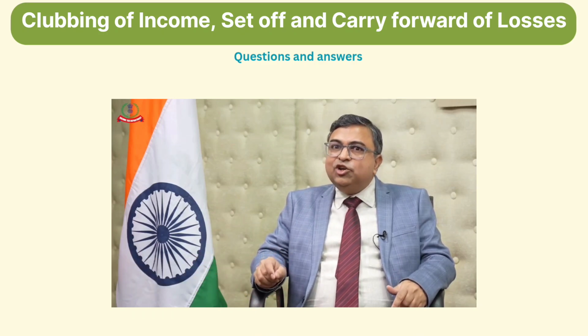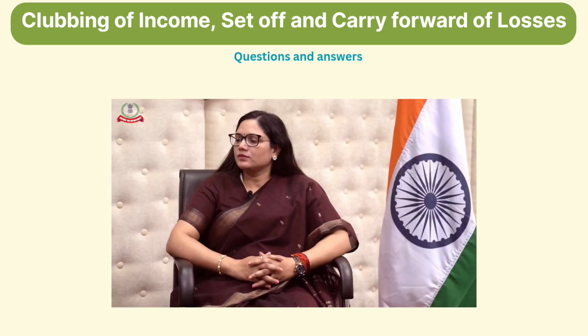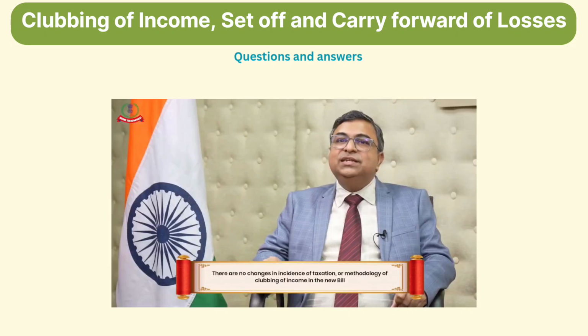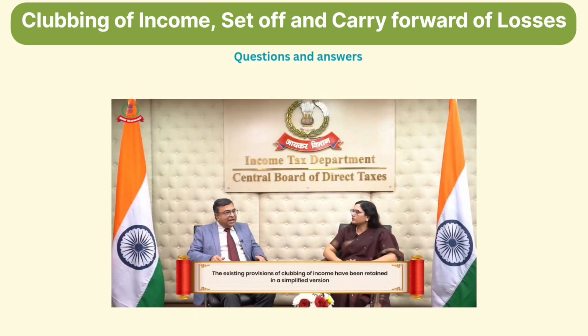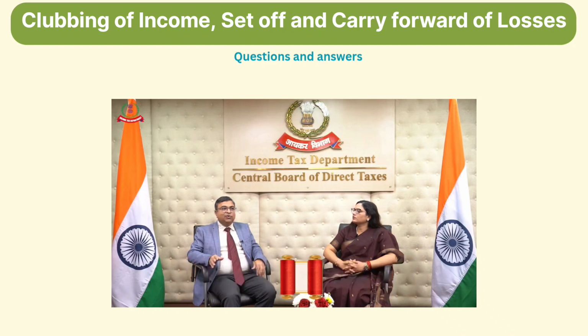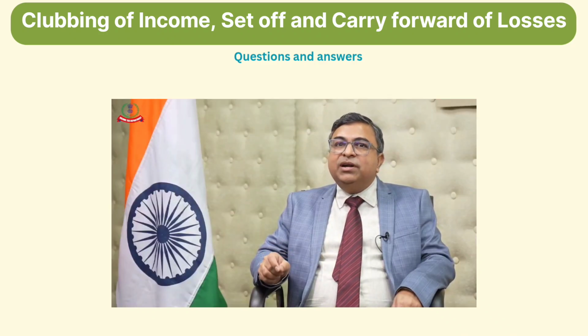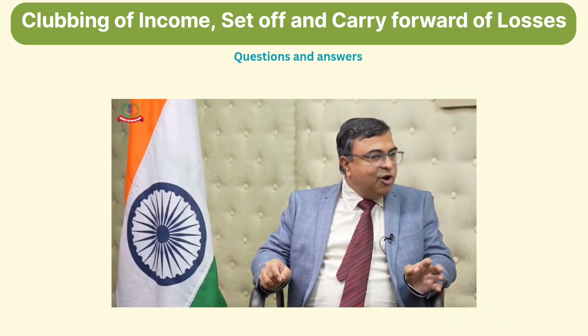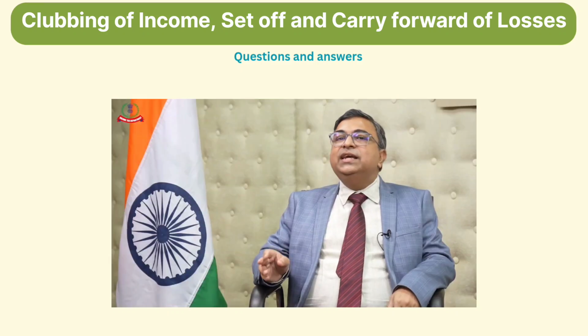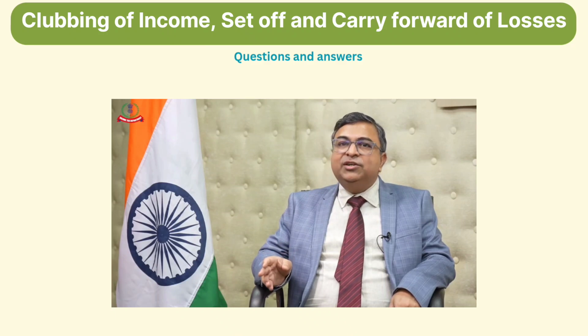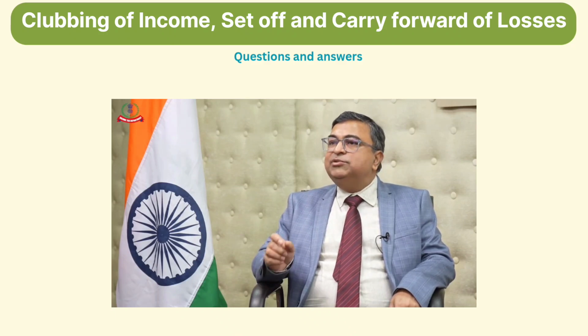and also ensure taxation of income shown in the hands of minor child in most cases. There are no changes in incidence of taxation or methodology of clubbing of income in the new bill. The existing provisions of clubbing of income have been retained in a simplified version. Further, existing exemptions from clubbing have been retained in the income tax bill. For example, cases of irrevocable transfer with adequate compensation, or in case of income of a disabled minor child, or in cases of income of professionally qualified spouse remain under the exemption from clubbing.